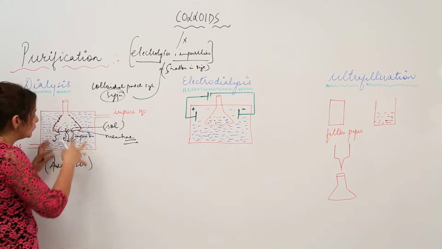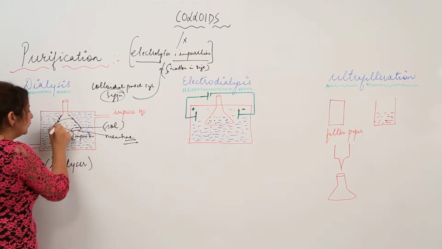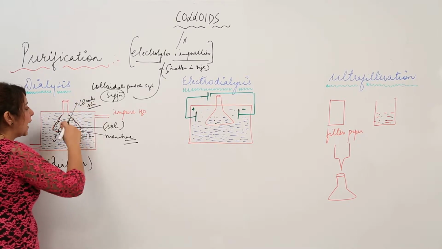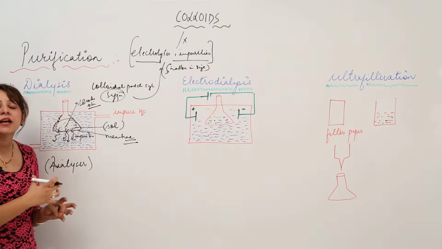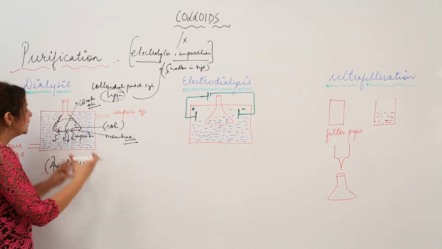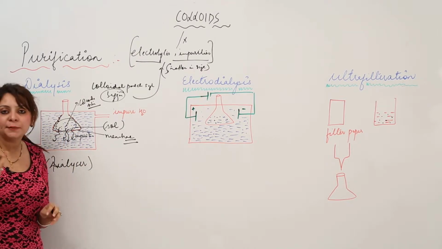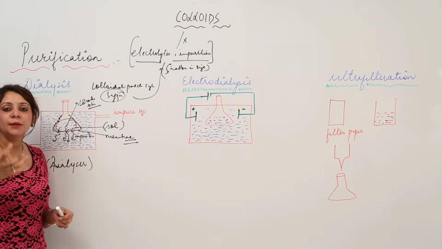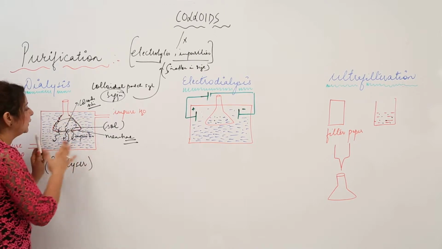So, what happens after the removal of impurities? We are just left with the pure colloidal solution. This is what happens when we carry out dialysis, and this is how we separate electrolytes and impurities, based on the phenomenon that there is a special membrane which allows the smaller size particles to pass through but not the bigger size particles.